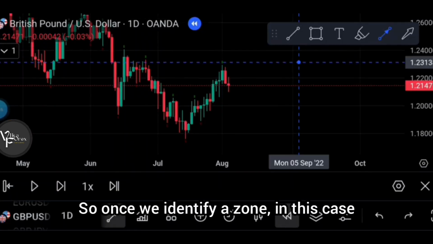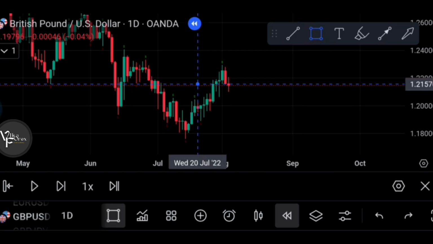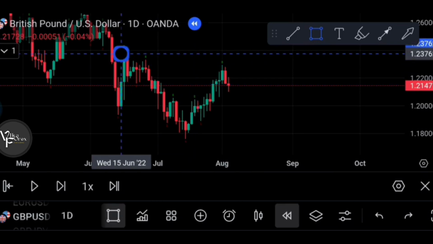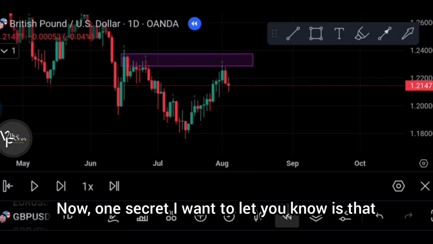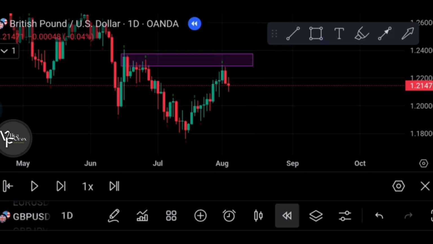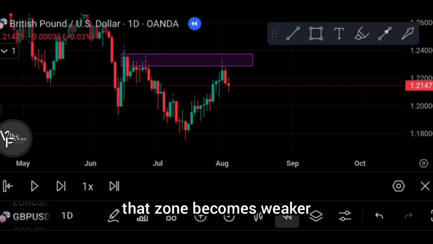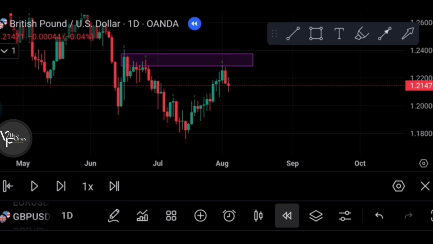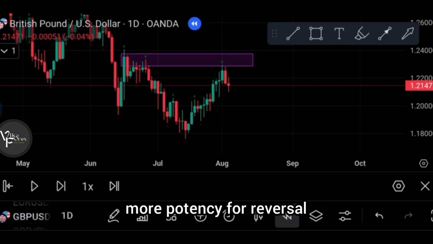So once we identify a zone, in this case, we have identified a strong support and resistance zone. The first thing we need to do is to mark it. Now we mark the zone. We've marked the zone. Now, one secret I want to let you know is that if a particular zone is tested multiple times, that zone becomes weaker, and eventually that zone gets broken. So a zone that is tested fresh tends to have more potency for reversal.